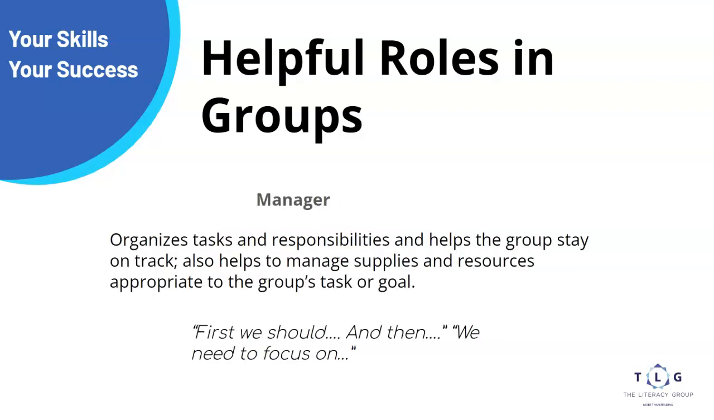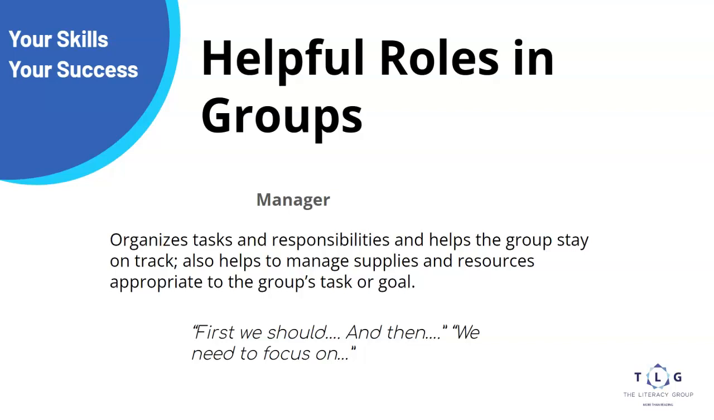So the next one is the manager. A manager will often organize tasks and responsibilities. They help the group stay on track. They also help to manage supplies and resources appropriate to the group's task or goal, right? So we've all heard of a manager in a workplace, and this is often what they do. Sometimes if you work in a restaurant, your manager will not do things like serve tables or cook food, and sometimes they do.